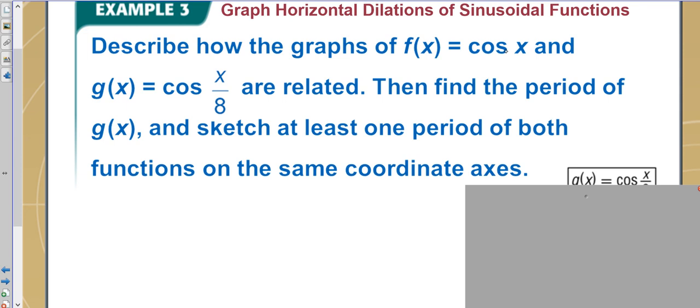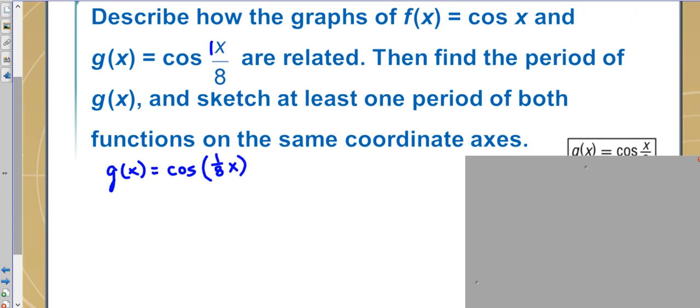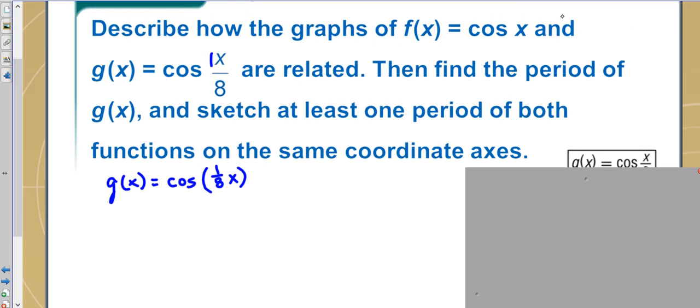Cosine. Now remember, this hits the highest point on the y-axis. It's going to hit on the y-axis at the value of 1. It will not go through the origin. What's happened here? Well, we're dividing that by 8. That means the b is basically 1/8 x. Okay, so another way you could write g of x is you could write it as cosine of 1/8 x.